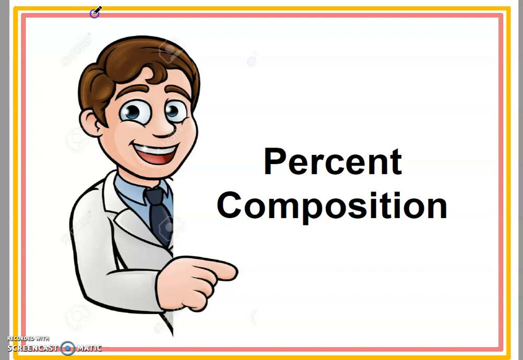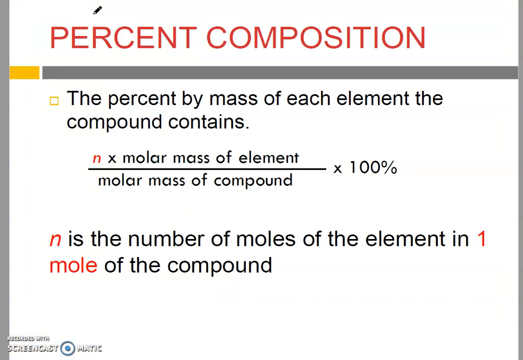So in this chapter, you will learn what percent composition is and how to calculate it. Percent composition is the percent by mass of each element the compound contains. It means that when you have a compound, let's say the easiest one, H2O, we want to know the percent of hydrogen, each element in H2O, and also the percent of oxygen in H2O.